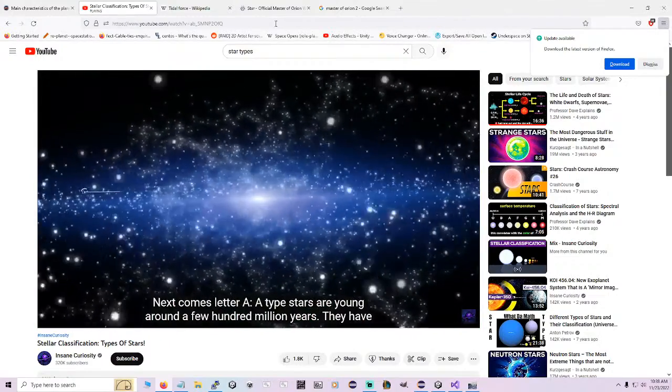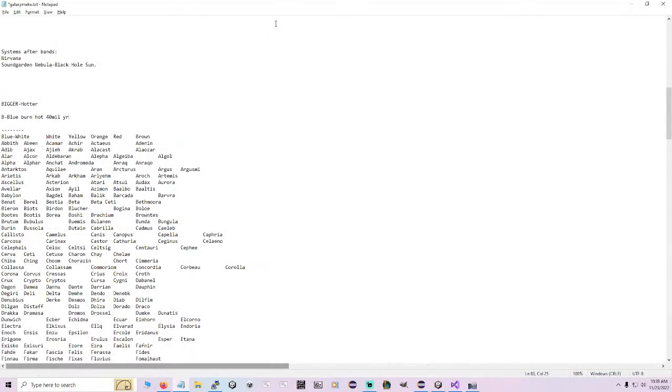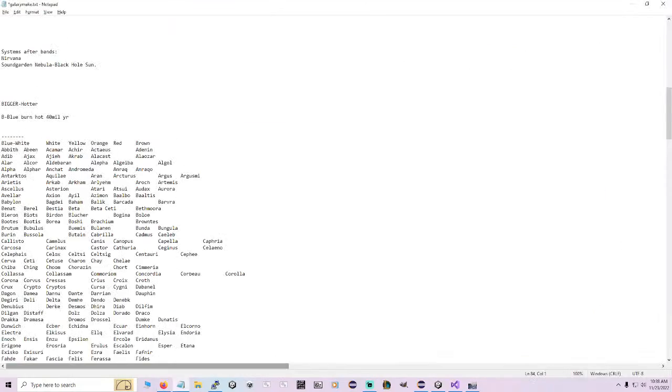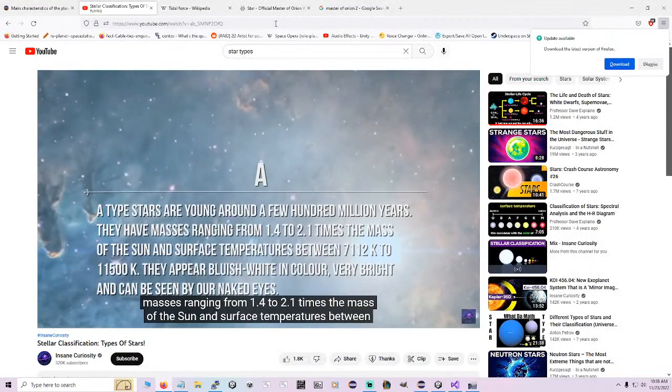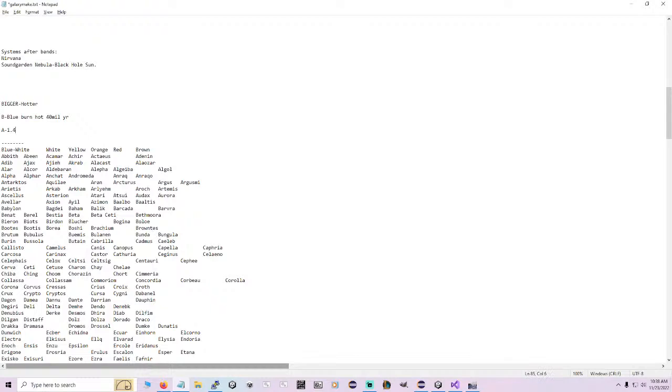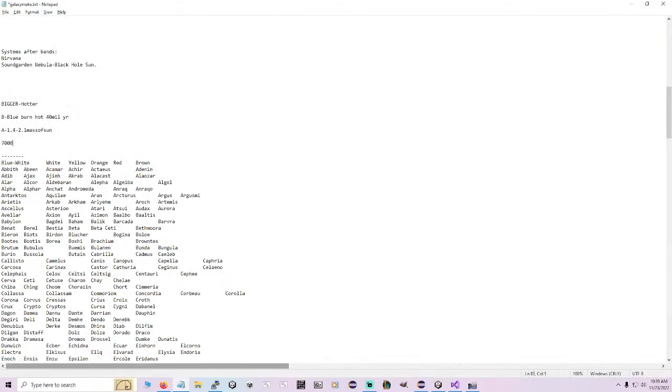Next comes letter A. A-type stars are young, around a few 100 million years. They have masses ranging from 1.4 to 2.1 times the mass of the Sun, and surface temperatures between 7,112 Kelvin to 11,500 Kelvin. They appear bluish-white in color, very bright, and can be seen by our naked eyes.